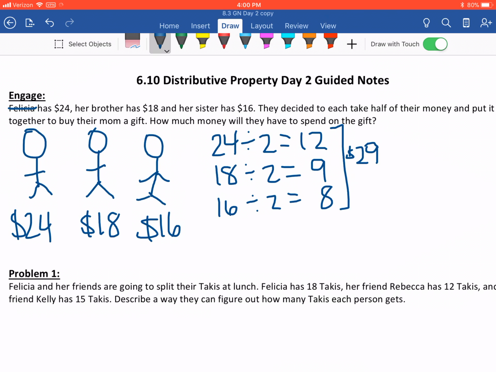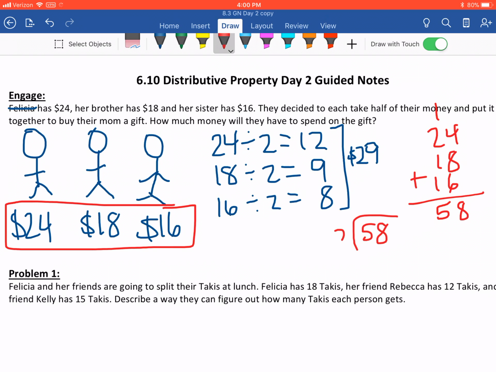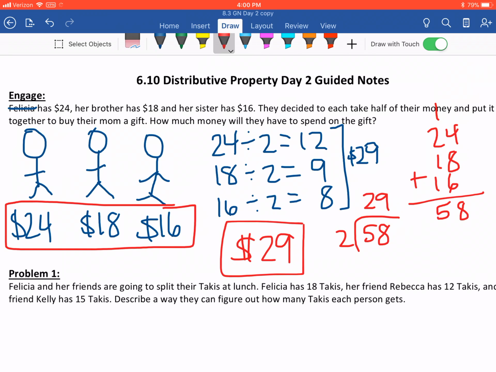That's how I decided to solve it. Maybe you tried a different way. So this is an alternative that you might have done. You might have said, I'm just going to take all of their money, add them up, and then divide that by 2. So that would have been 24 plus 18 plus 16. 8 plus 4 plus 6 gives us 18, 58. Then you take 58, divide that by 2, and that would also give us 29. So it actually didn't matter which way you did it. They both would have given you $29.